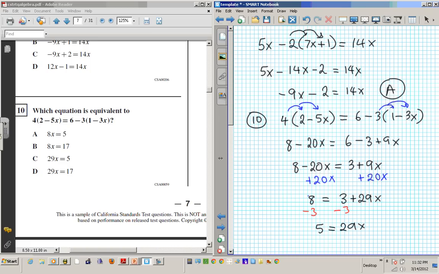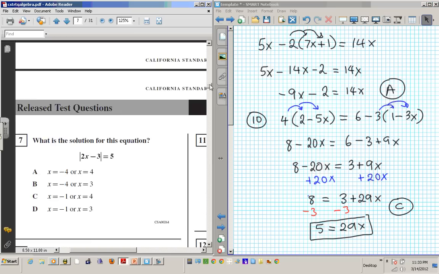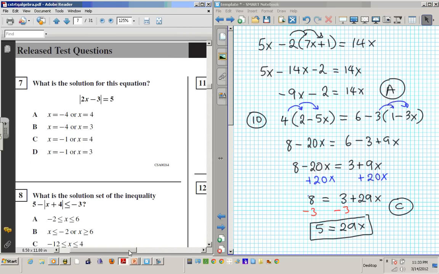Stop right here. Which one of them is like this? Letter C is your answer for this one. So your answer for number 10 is C. Okay? Alright, let's move on to number 11.